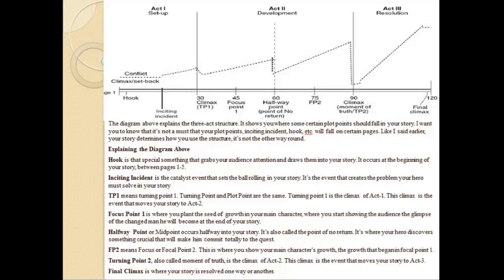FP2 means focus or focal point 2. This is where you show your main character's growth, the growth that began in focal point 1. Turning point 2, also called moment of truth, is the climax of Act 2. This climax is the event that moves your story to Act 3. Final climax is where your story is resolved one way or another.